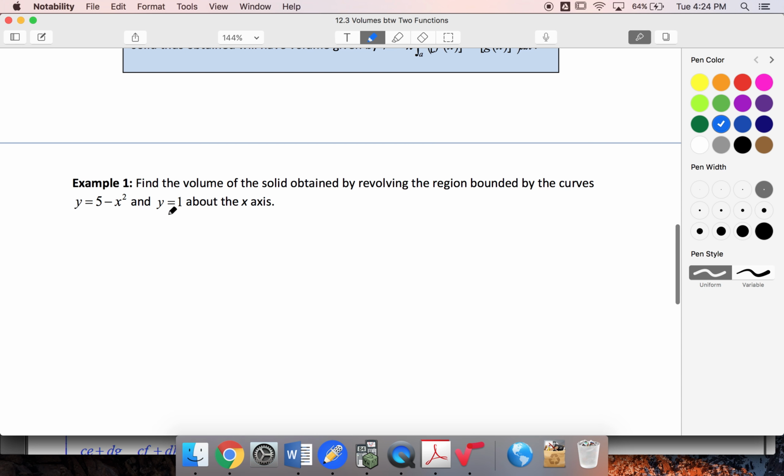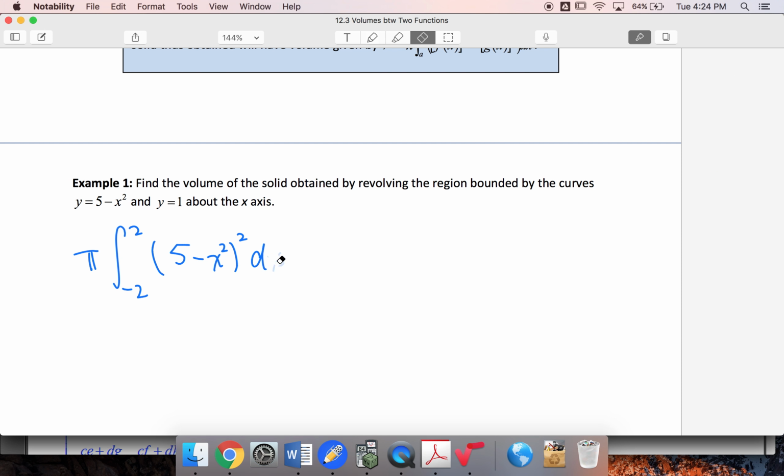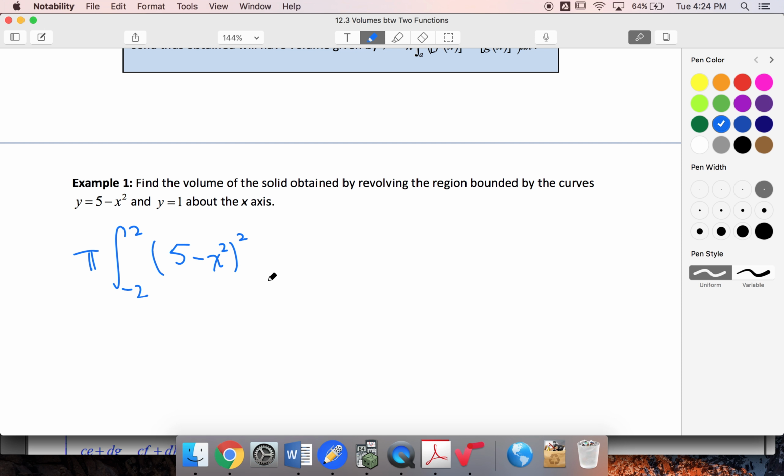All right, so let's go ahead and find that volume. I'm going to have my integral from -2 to 2. I can put my pi in front, 5 minus x squared, squared. I could save my dx until the very end, minus. My next function is just 1 squared. And now I can have my dx.